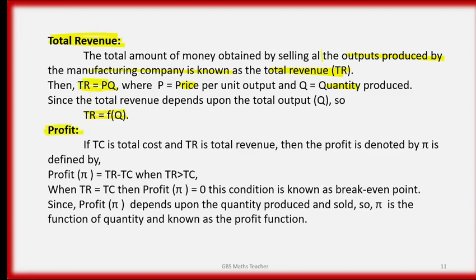And about the profit, dear students, if TC is the total cost and TR is the total revenue, how much cost was incurred, that's the cost, how much income was generated, that's the revenue, then the profit is denoted by pi.